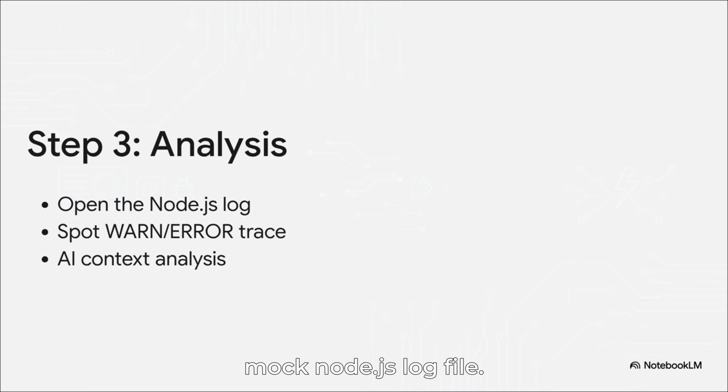Finally, step 3, log analyzer and AI. We pop open the mock Node.js log file. Immediately, our log analyzer extension highlights the exact failure trace in bright, glaring red. We highlight that error, right-click to send it to our AI assistant for context analysis, and boom, it confirms our suspicions perfectly. The code is failing simply because that new environment variable is missing from our local .env file. We add it in, and just like that, the error is completely resolved.